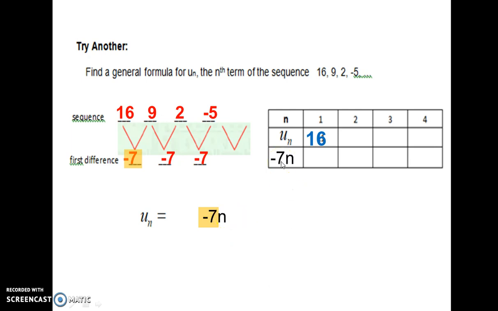Now we're going to put -7 in here. We're going to see what -7 produces. So -7 times 1 is that. There's the actual sequence on top. And there's what -7n produces. -7n doesn't produce the actual sequence. How much is it off by every time? Well, this is off by 23. This is off by 23. This is off by 23. It's all off by 23, so that's the missing piece.